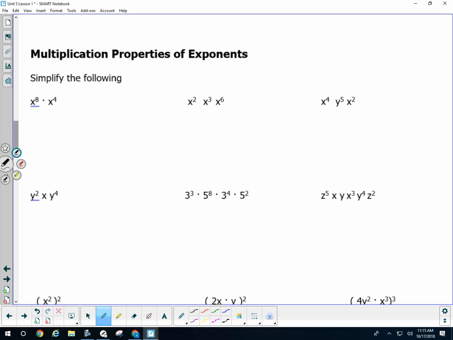What is it? Who's confident? What is it? X to the 12th. And why do you say it's x to the 12th and not x to the 32nd? Yeah, but that's just a rule that you learn. Can you give me another explanation that might convince me?